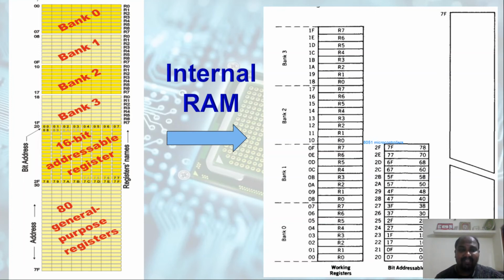And next, the next area is a 16-byte bit addressable area. So here in this area we can access each bit of a register. Each bit can be addressable, and from 20H to 2FH these are the bit addressable registers, and the remaining 80 bytes will be general purpose registers. So this will be starting from 30H to 7FH.